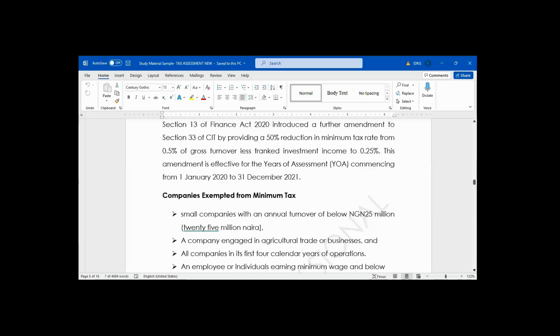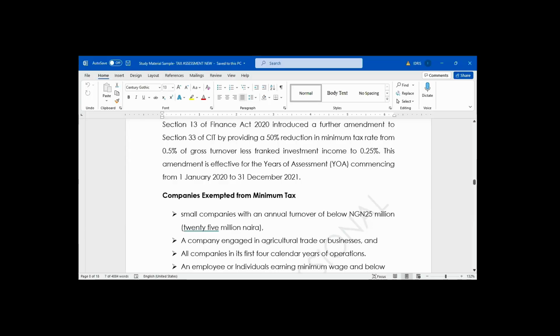Even if they make a profit, will a small company pay company income tax? No. If your turnover is less than 25 million, are you going to pay company income tax? No, sir. You are exempted from company income tax. Likewise, you are exempted from minimum tax as a small company.